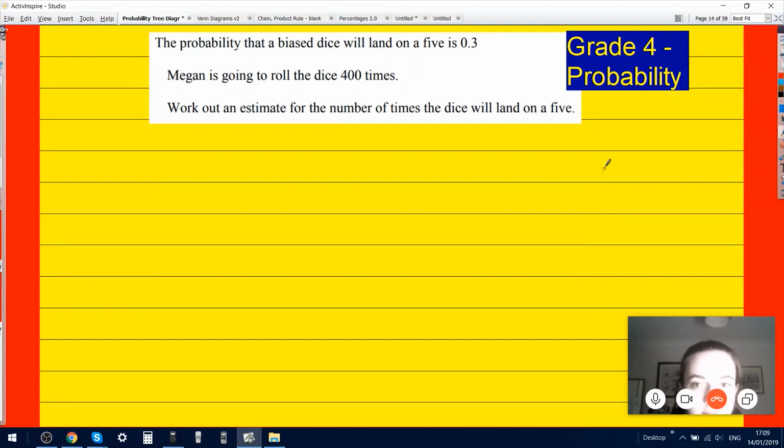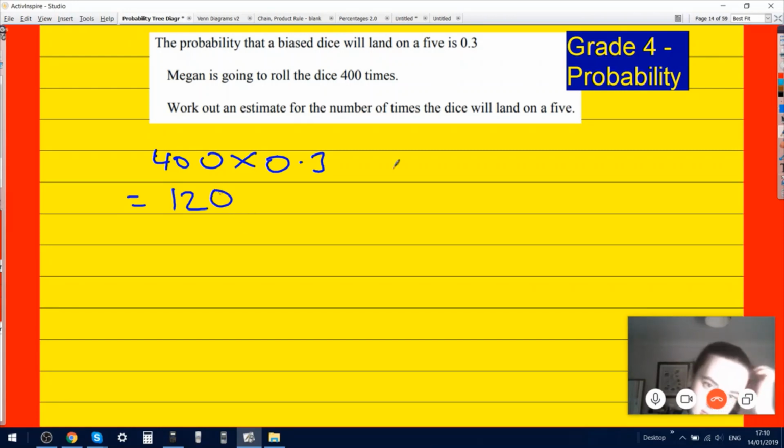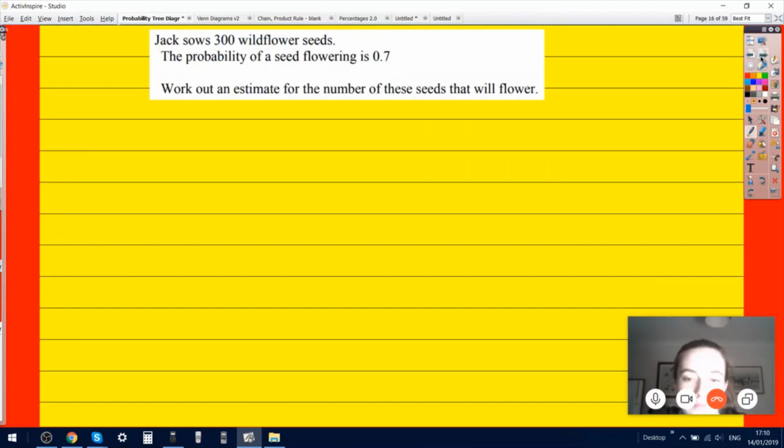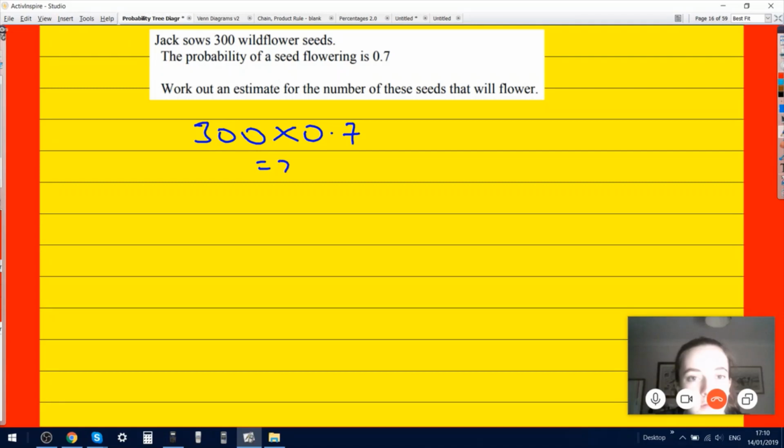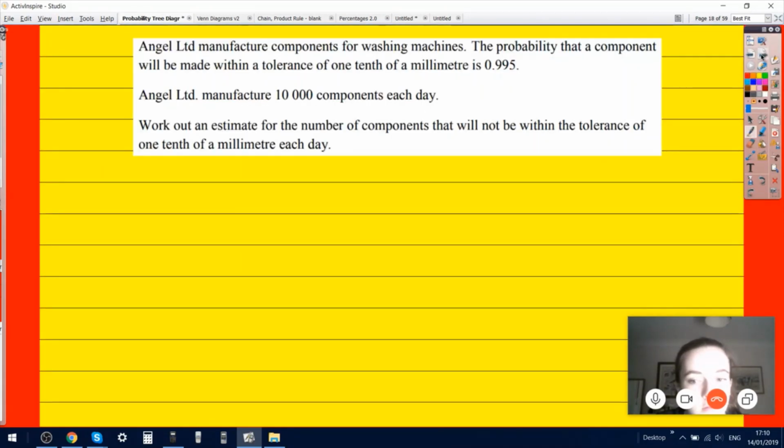Okay, how do we do this? Is it 400 times 0.3? Yeah, so this is non-calc. Do you know that? 12. Close. That would be 40 times 0.3. Oh, 120. Yes. 20. So this one? 300 times 0.7, so 210. 210, that's fine.